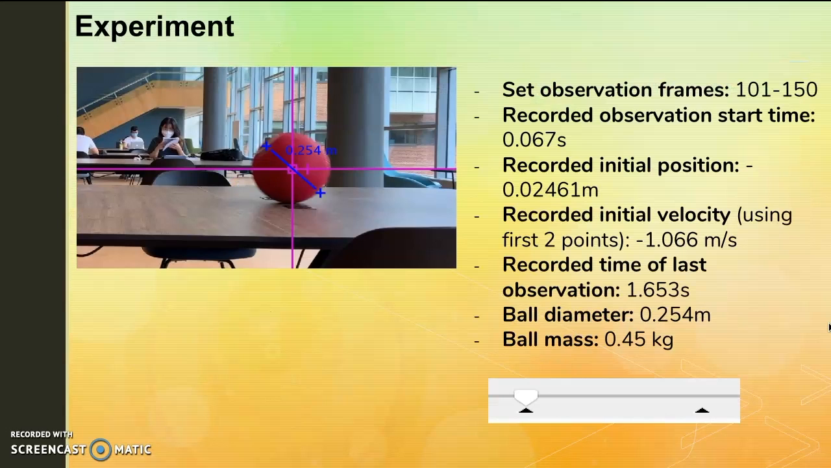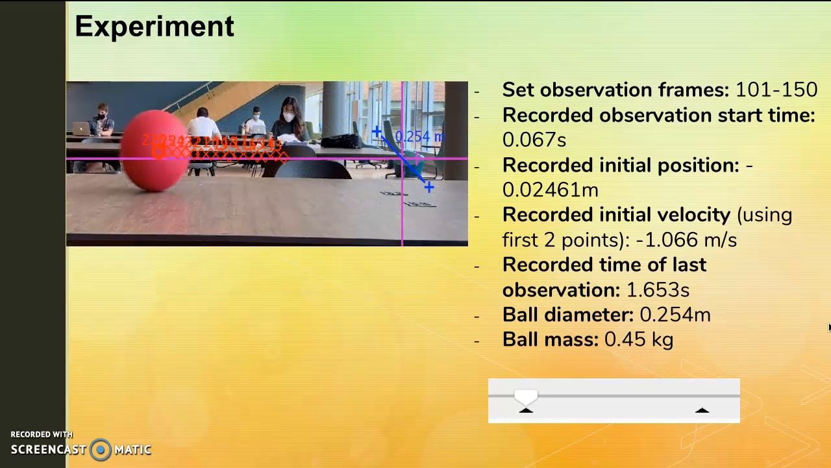After recording the motion of the kickball across the table, I used Tracker to analyze its motion. First I had to specify what frames of the video I was going to observe the motion in. I used frames 101 to 150, as I didn't want to include the initial acceleration from rest of the ball. After specifying my frames, I calibrated the diameter of the ball, positioned the coordinate axes, and calibrated the center of mass of the ball in each frame. After that, I calculated the initial velocity of the ball using the first two time and position readings, and marked down the final and initial times and initial position.